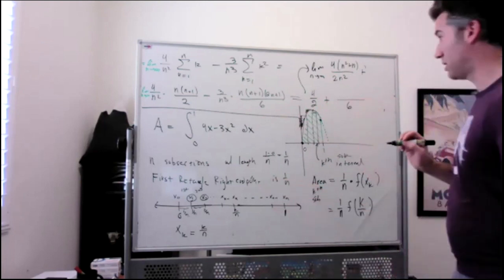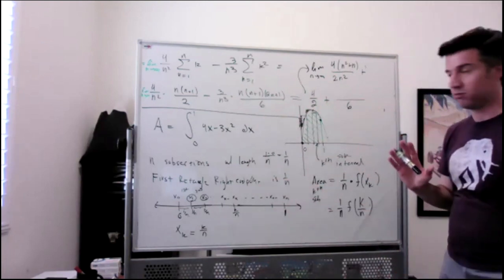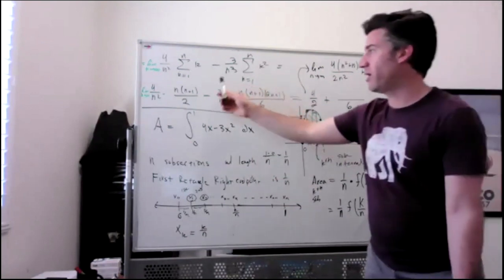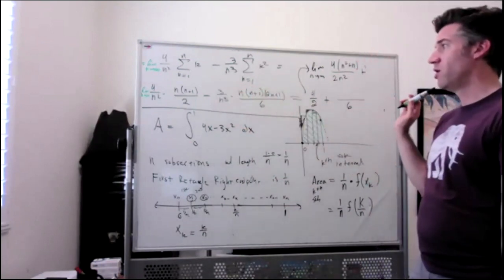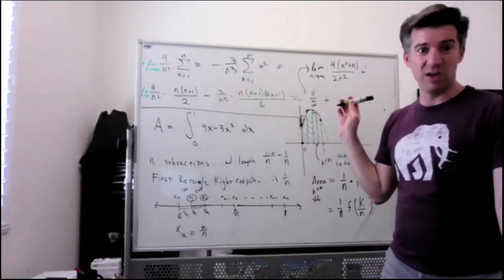Right, it's going to be 6. Okay, harder question. If I multiply out the top, what is the coefficient of n cubed going to be?